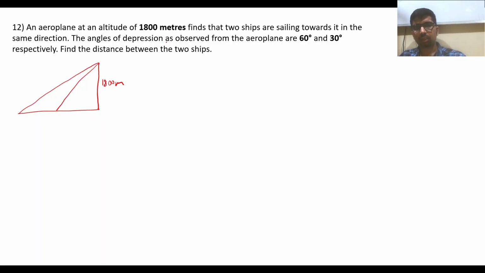The angle of depression as observed from the aeroplane is 60 degree and 30 degree. So depression है. So larger angle will be 60 degree. This is 60. This will be 60. And other will be what? 30 degree. So this chotu sa angle is 30 degree. So this angle will be 30 degree.